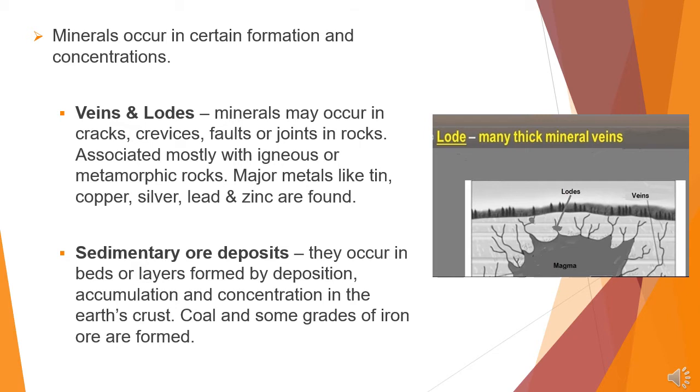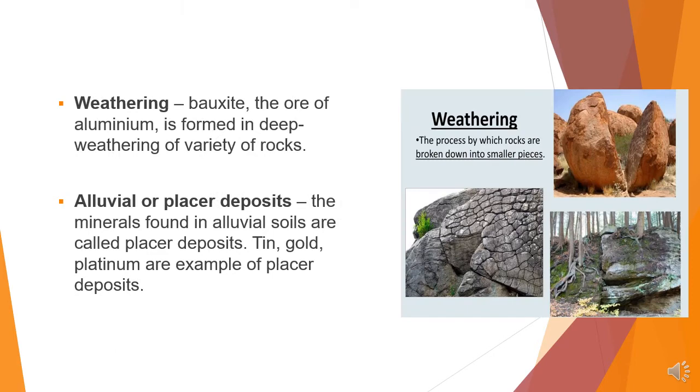The next is weathering. Weathering is the process by which rocks are broken down into smaller pieces through natural forces, rain, or by heat of the sun. Through weathering, bauxite, the ore of aluminium, is formed in deep weathering of a variety of rocks. जो different variety of rocks हैं, मतलब जो भी rocks हैं, when they get weathered or through the process of weathering, the aluminium ore, bauxite, is formed.